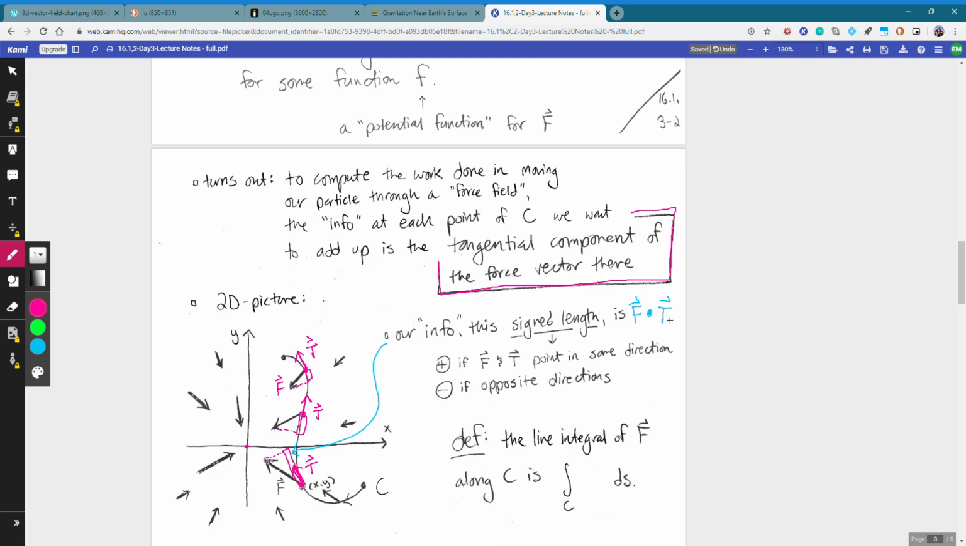And so because of that, because of this being the meaningful information that we want to compute with our line integral in the presence of a vector field, we make that a definition. We say that the line integral of this vector field along our curve is the line integral over our curve where we add up this information that we care about, the F dot T.